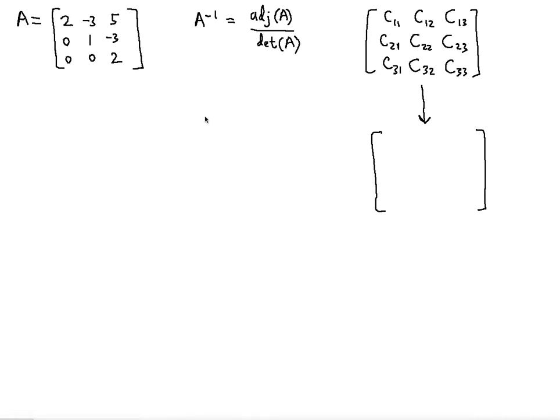In order to find the inverse, we're going to use the adjoint method. And we know that the inverse involving the adjoint is given by the adjoint of A divided by the determinant of A. Okay?